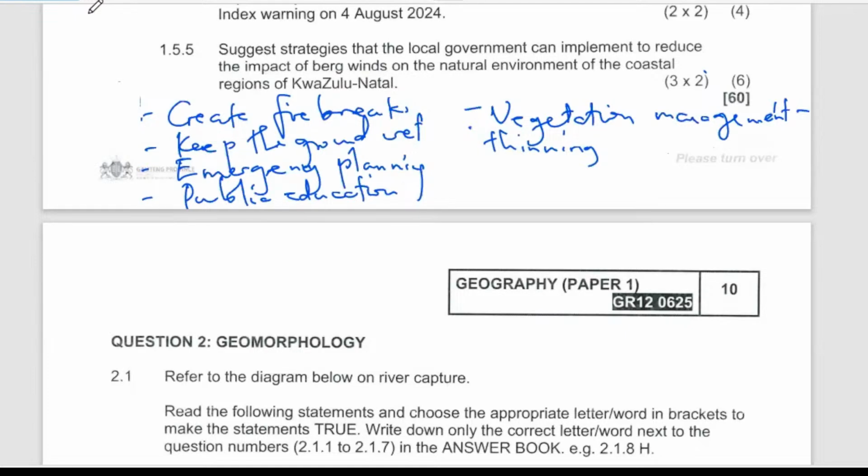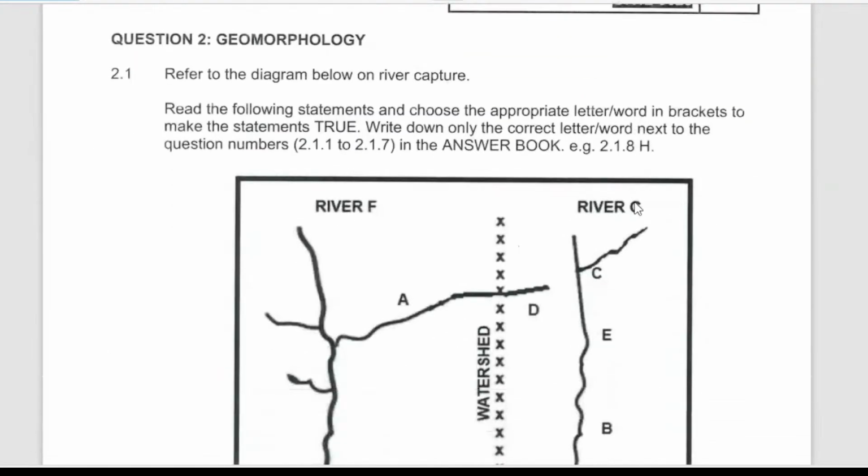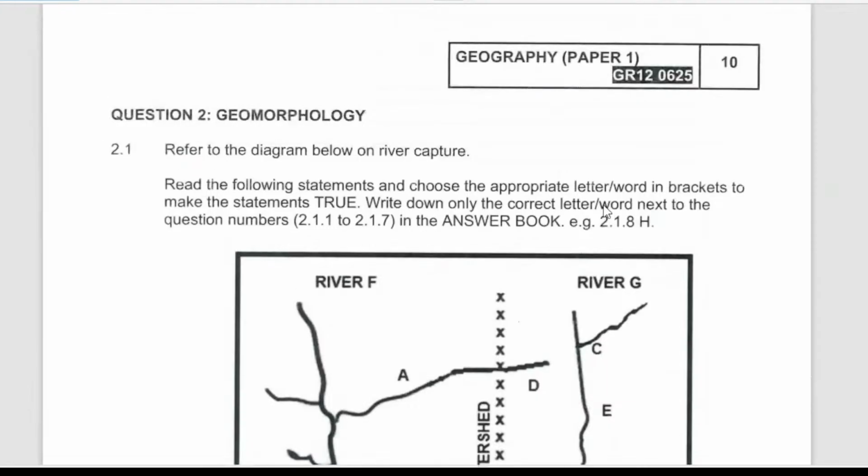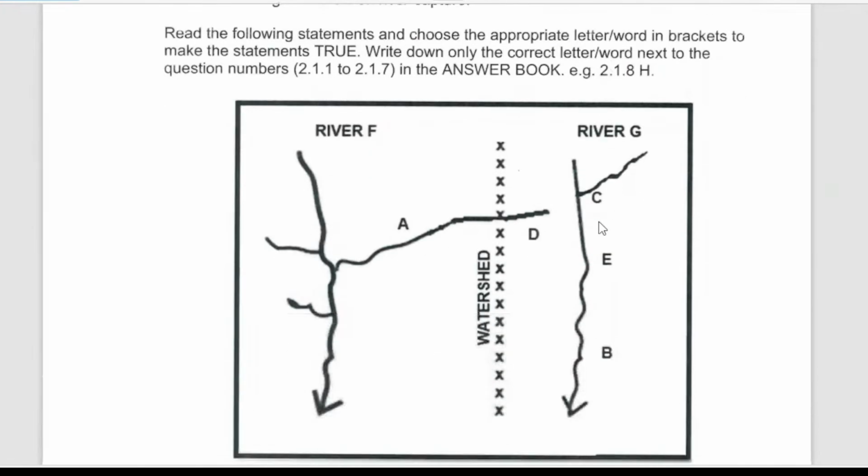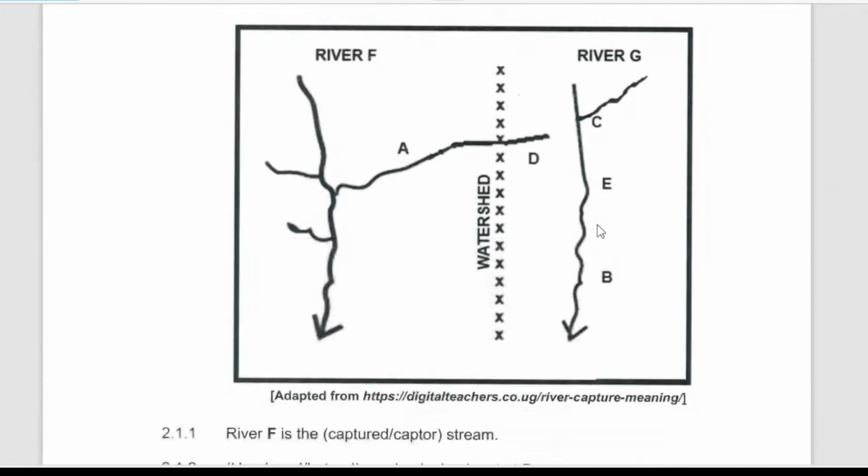Right, we need to move on to the next question. That takes us to the end of our climate and weather question. We move on to our geomorphology question. Right, our geomorphology question, basically, we understand we are looking at fluvial geomorphology, we are looking at rivers. Right, we have this illustration, which is showing a situation of stream piracy.